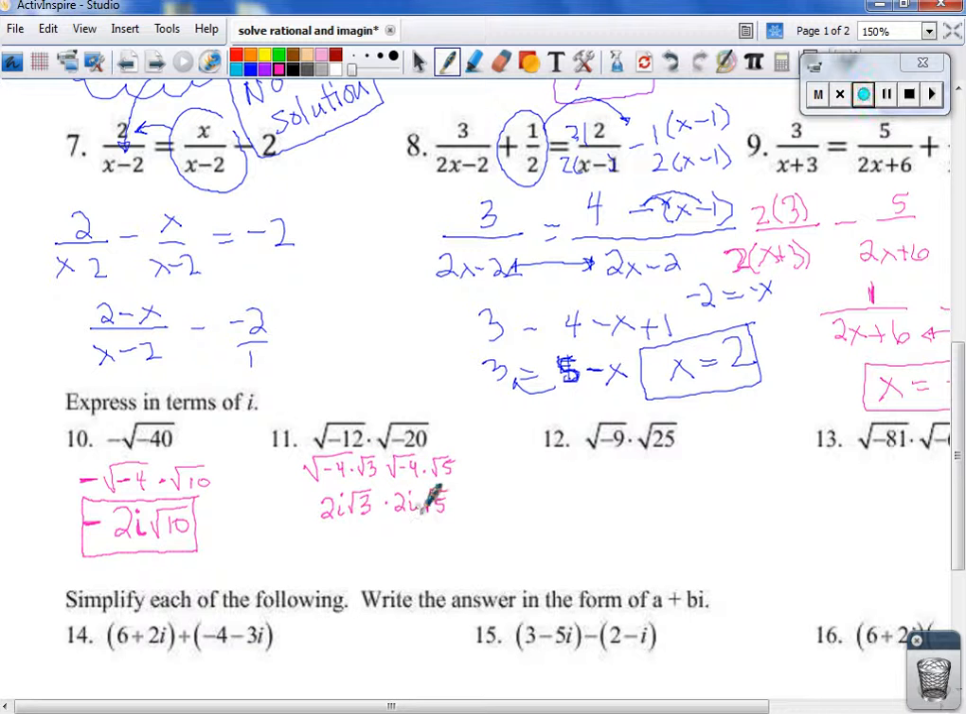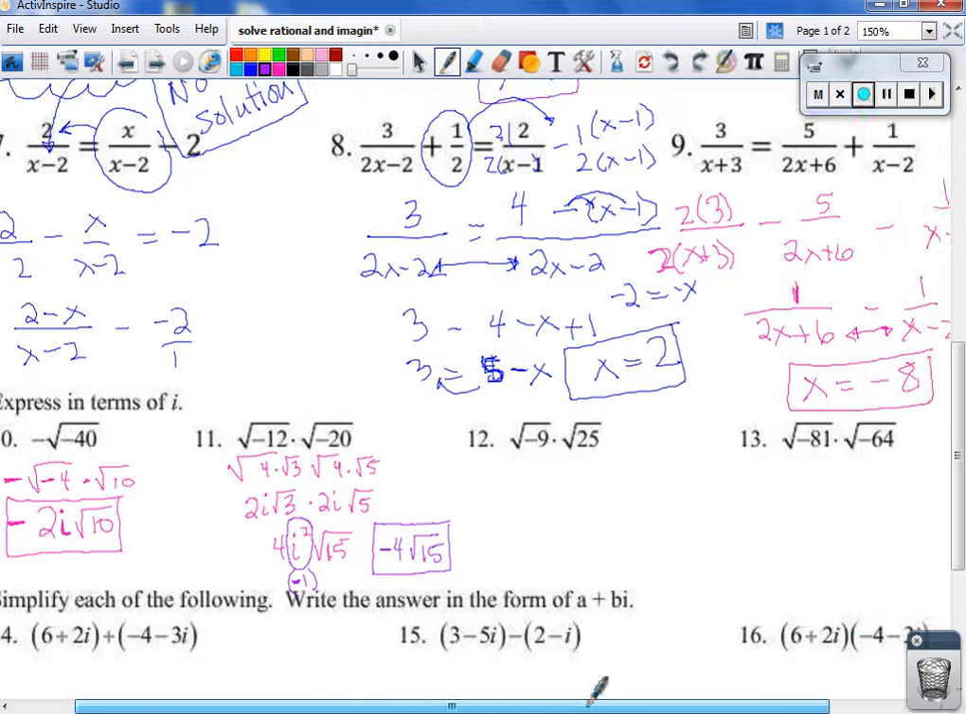And now we multiply like terms. 2i times 2i is 4i squared. 3 times 5 is 15. But you should remember, we can't leave things with an i squared in it. So instead of i squared, we multiply by negative 1. So our final answer is negative 4 roots of 15, because i squared gets replaced with negative 1. 4 times negative 1 is negative 4. Let's see if that's better.